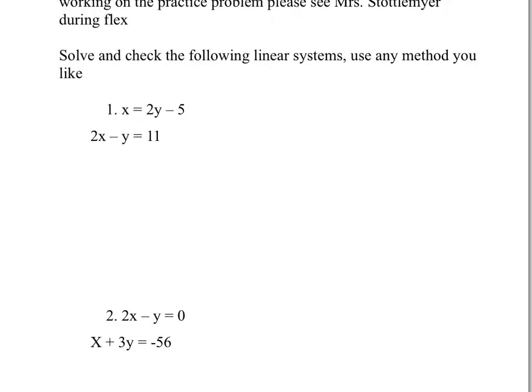So the first problem is substitution. When you substitute, you take something from one equation and plug it into the second equation. For substitution to work, you must have one of the variables by itself. In this first problem, the x is by itself. If you do not have one of the variables by itself, you need to move the pieces around in the equation so you get one by itself. So, first equation is solve for x. In the second equation, everywhere I see x, I'm going to plug in 2y minus 5, or plus negative 5.